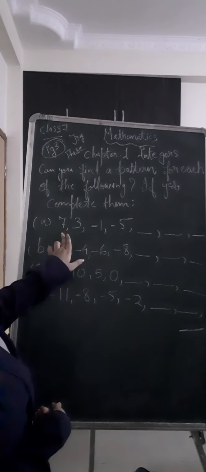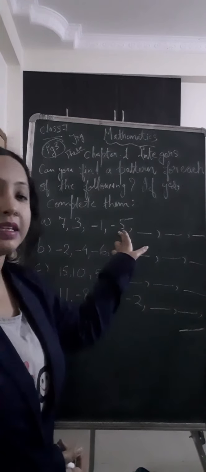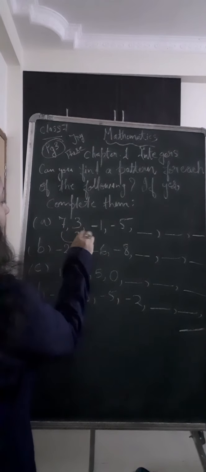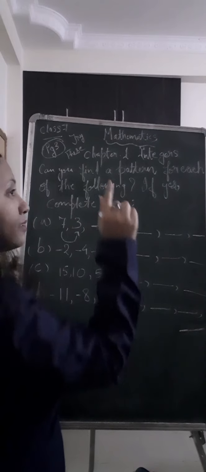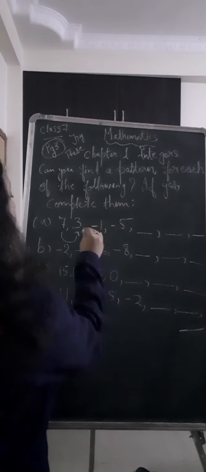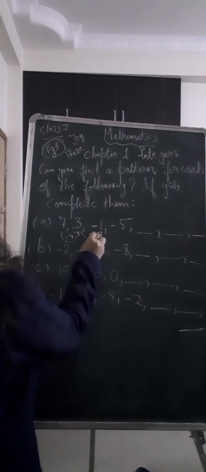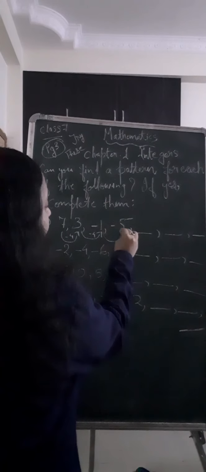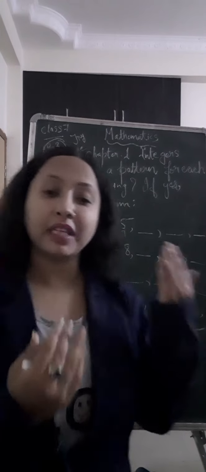Okay, so the first number is 7, second number is 3, third number is -1, and the next number is -5. So over here children, when 7 is becoming 3, that means we are subtracting 4 from 7, so it becomes 3. Similarly, when we subtract 4 from 3, we get -1. So children, every time 4 is getting subtracted from the number. Similarly, -1 minus 4, we get -5.